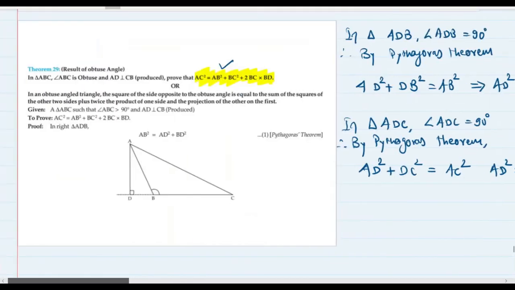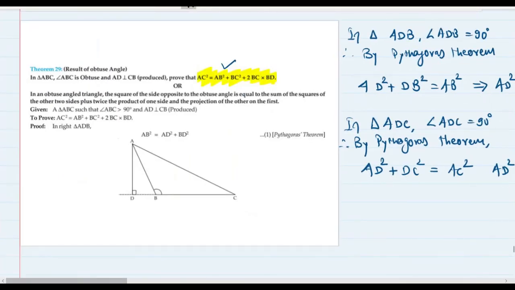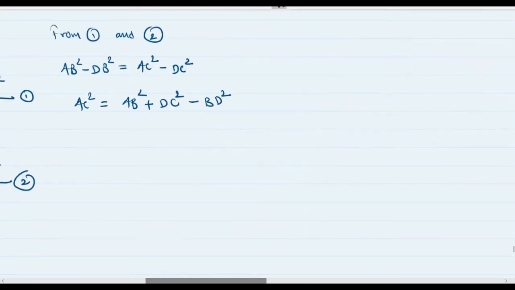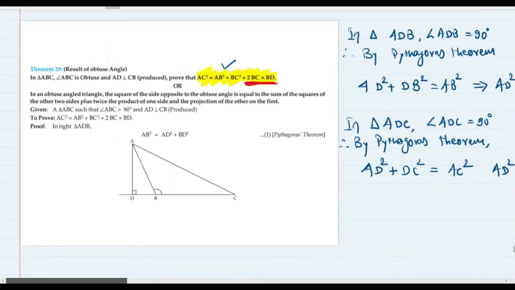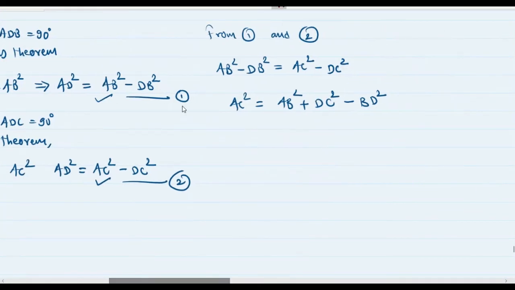It's very tough to put it in words, but the term which you get over here is, let's say, 2BC into BD. You are not getting BC into BD, right? So you cannot expand BD, because otherwise you will not get 2BC into BD. So you can expand DC so that you get DC split in the form of BC and BD. What is DC? DC is BD plus BC. Let's do that.